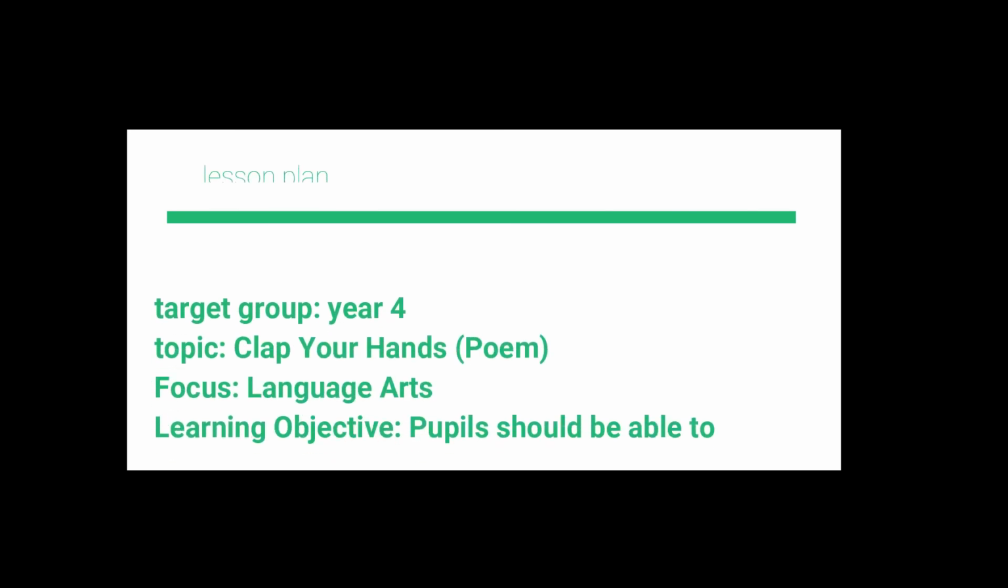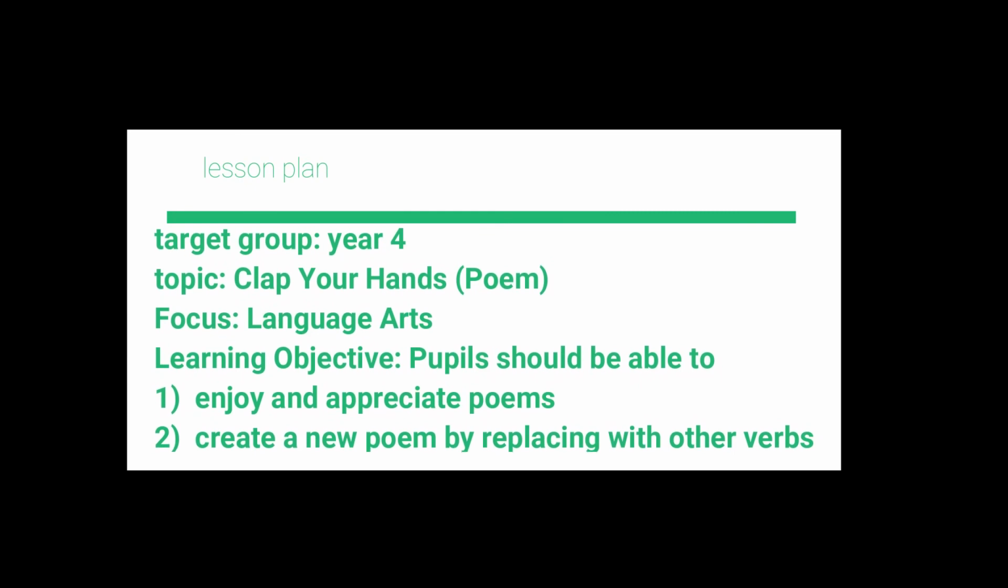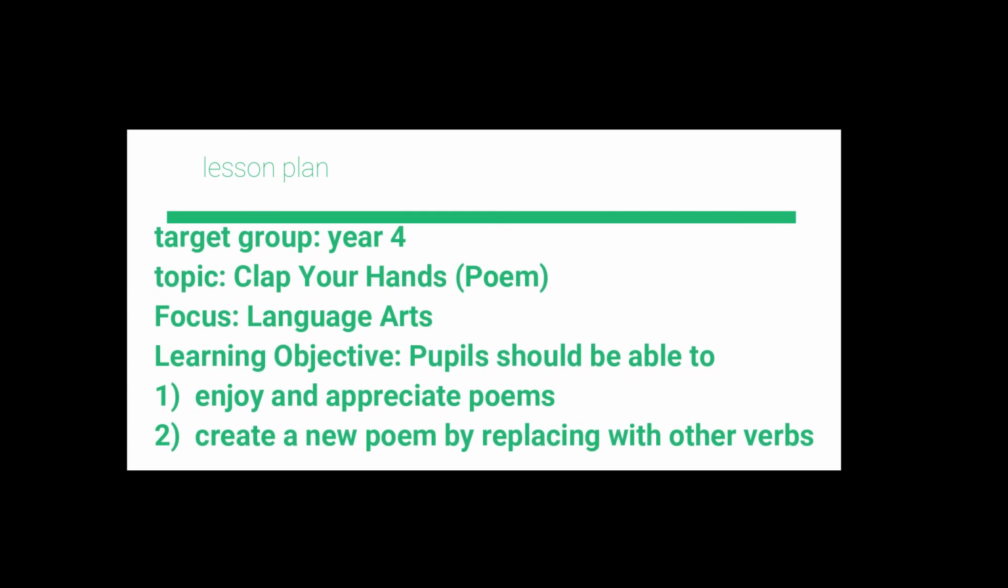So this lesson is carried out in a year 4 class, and the title of the poem is Clap Your Hands, and the focus is language arts. The learning objectives are pupils should be able to enjoy and appreciate poems, and they are able to create their own poem by replacing with another verbs.